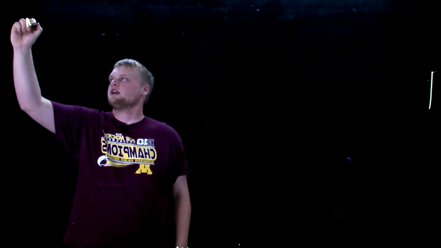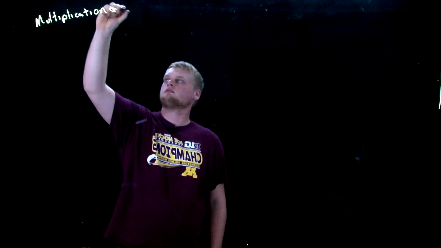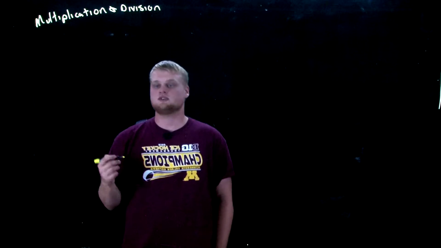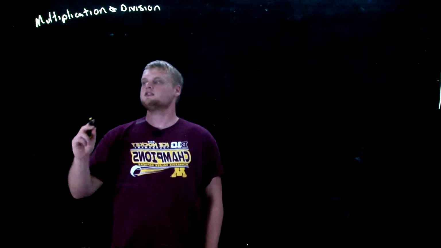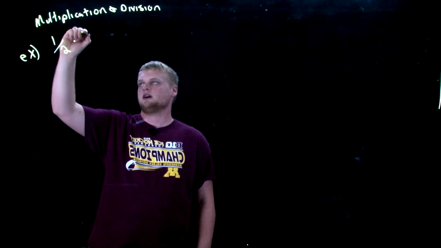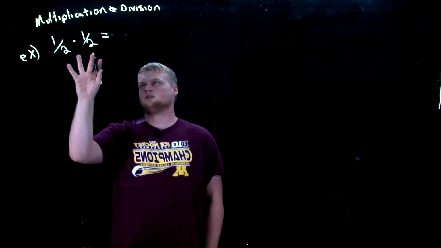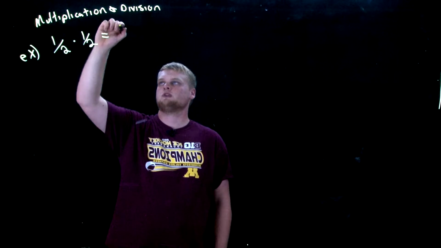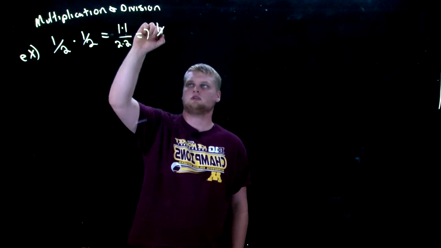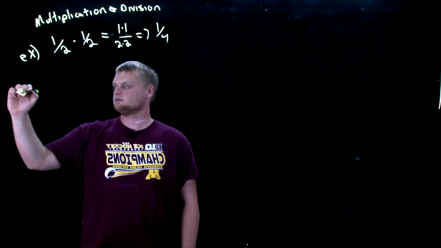All right, now let's talk about multiplication and division. Of the four elementary operations on fractions, multiplication and division are the easiest. So let's just look at a very simple example. Let's take 1/2 and multiply it by 1/2. The trick to multiplying fractions is you multiply the numerators together and multiply the denominators together. And so what you're left with is 1 times 1 on the top and 2 times 2 on the bottom, which gives you 1/4.